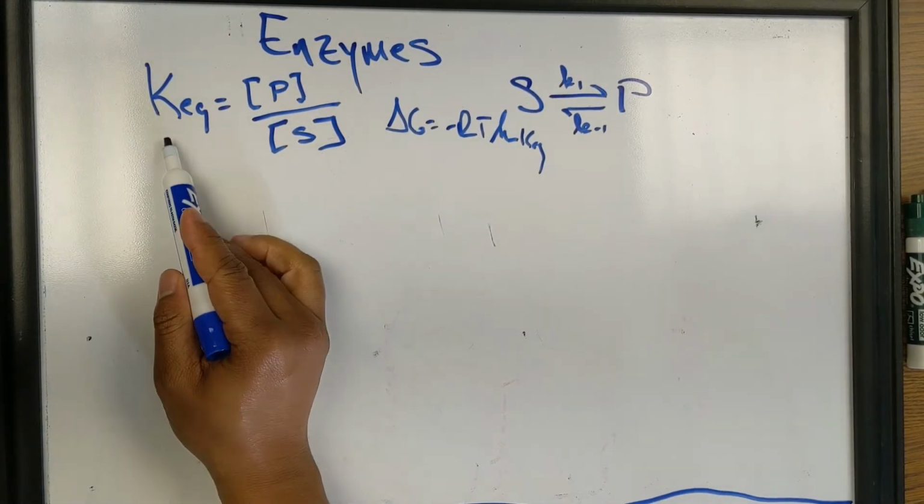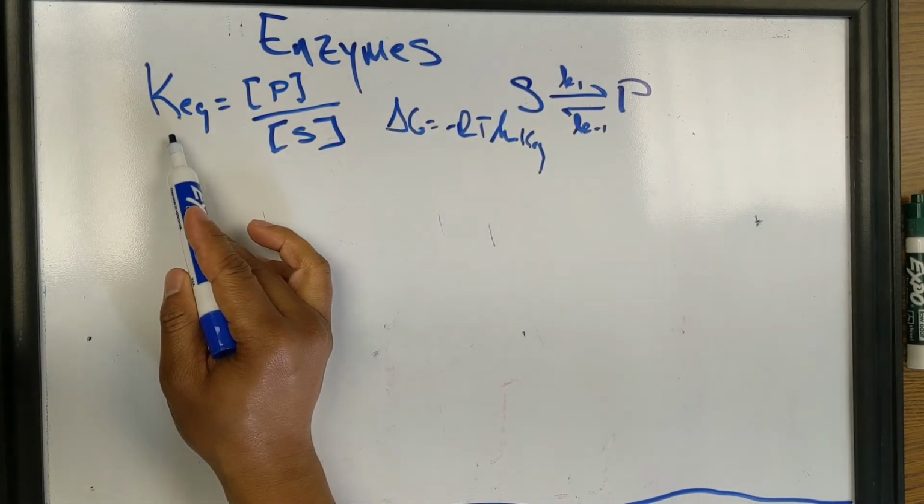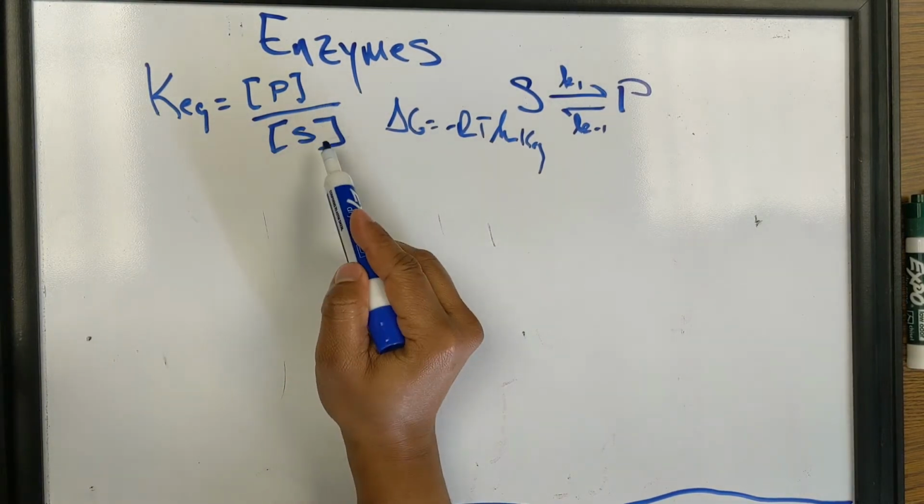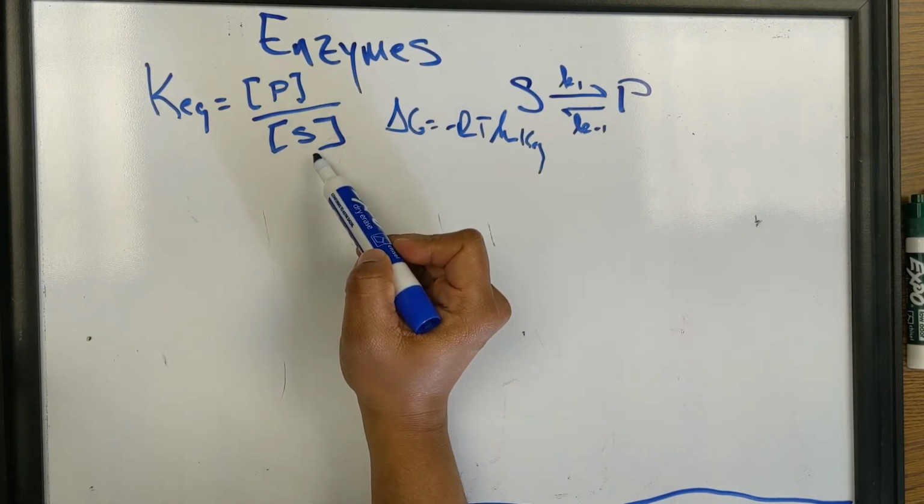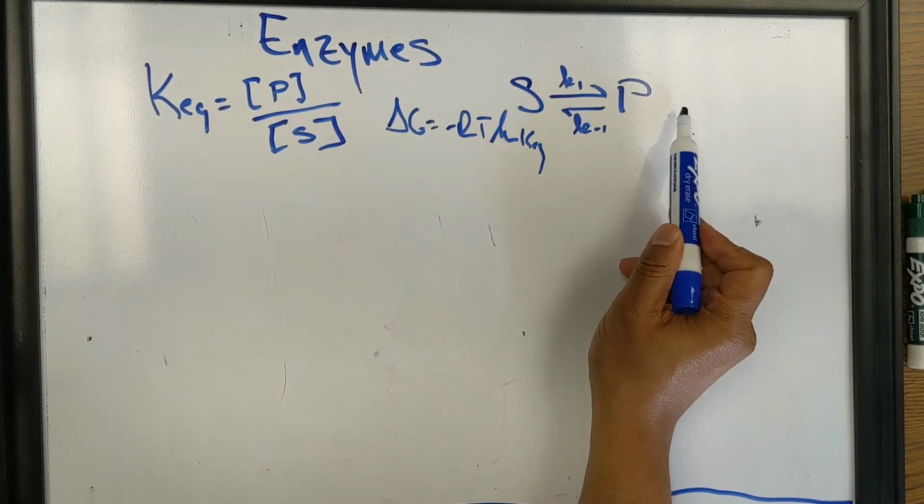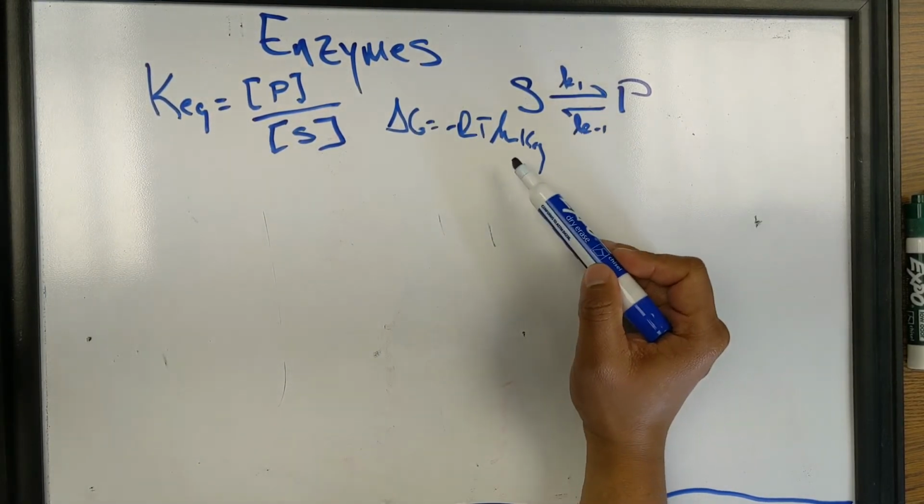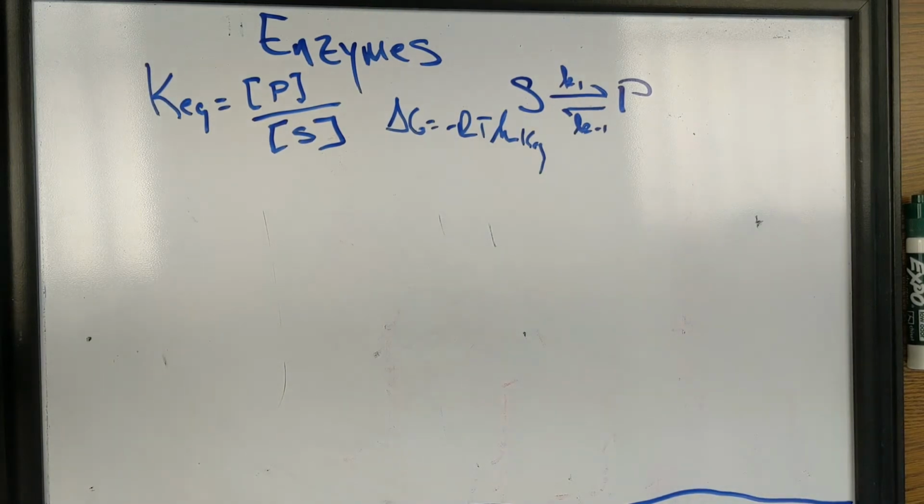So we know that KEQ says that at equilibrium, or when the delta G is 0, what is the concentration of products and substrates? If the KEQ is greater than 1, there are more products than substrates, and the forward reaction is favored. If it's less than 1, there's more substrate than product, and the reverse reaction is favored. And if they're equivalent to each other, then the delta G is equal to 0. So this tells you about the energy in a chemical reaction, but it doesn't say anything about the rate of the reaction or how fast that reaction will occur.